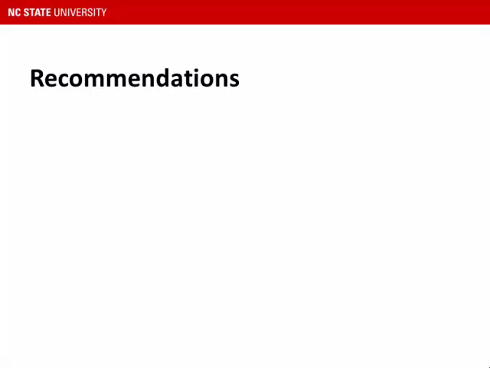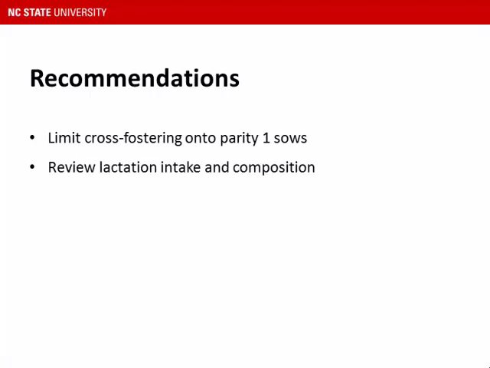And so from that summary, and then looking at the National Swine Reproduction Guide, we came up with the following recommendations for this farm. They can try to limit cross-fostering onto their parity 1 sows, as those seem to suffer the most in terms of reduced subsequent total number born for each additional piglet that was weaned. They can try to review their lactation intake and composition, especially for amino acid content.